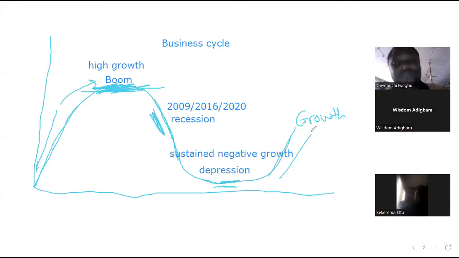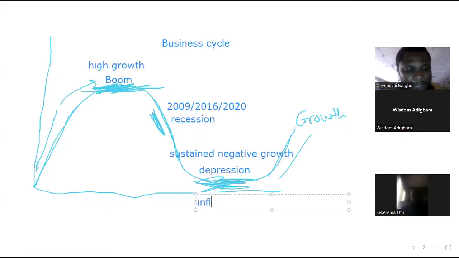That will lead to sustained depression. And when we have sustained depression, recovery becomes challenging. So in the 1930s, global economies, US, Russia, UK, Germany, France, slid into depression. China was nowhere at that time. And what happened in that depression?